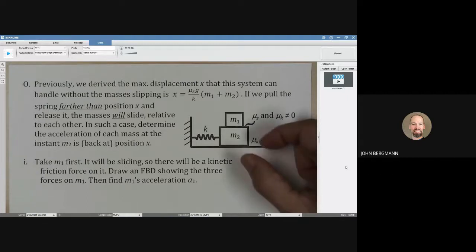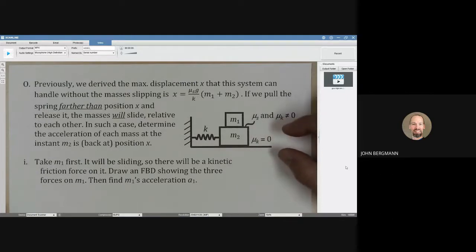We figured out how far we could pull back x and let it go without these two slipping. But if we pull it further than that and let it go, there is going to be some slipping. And the question here is, what's the acceleration of each of those masses at the instant that m2 is back at that x position, that initial position where if we had just brought it to there, the masses wouldn't slip.